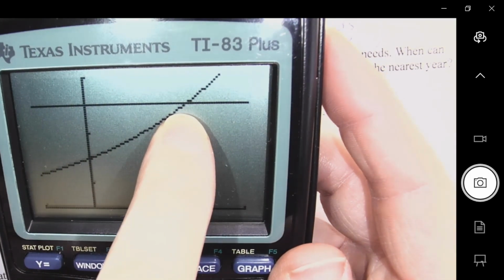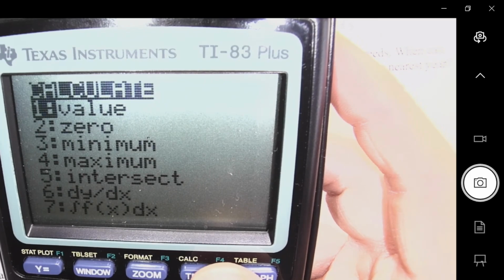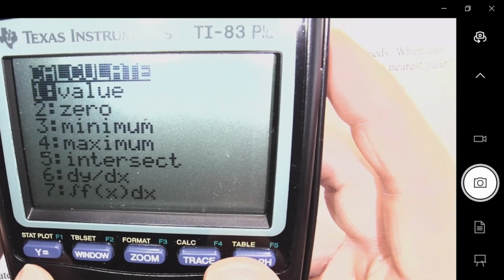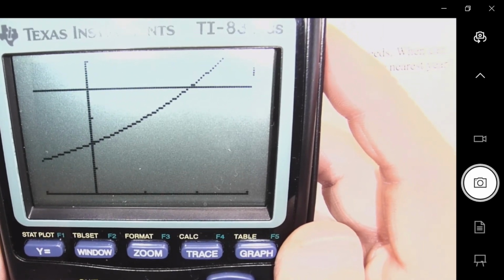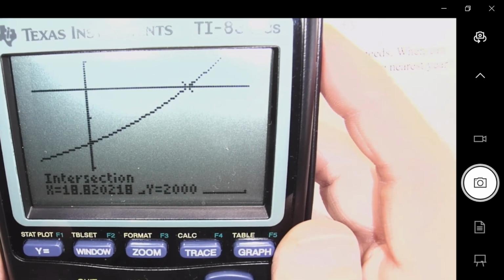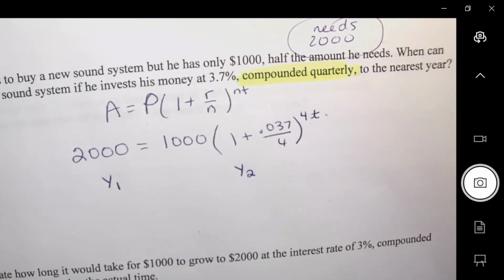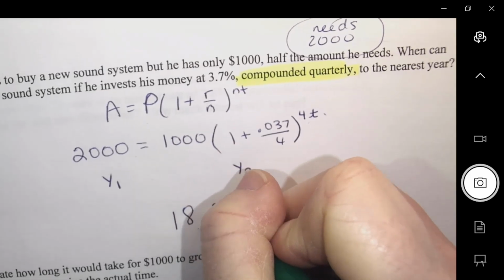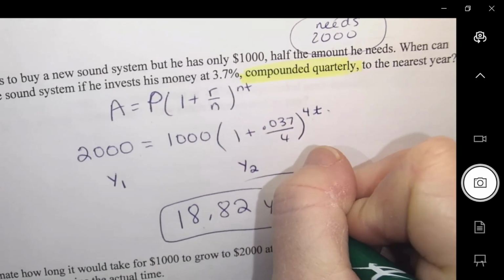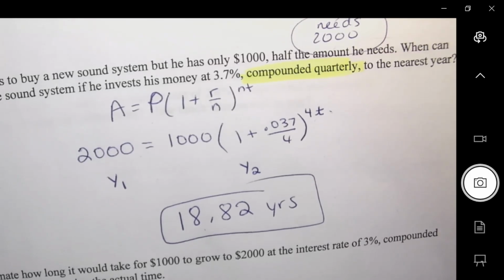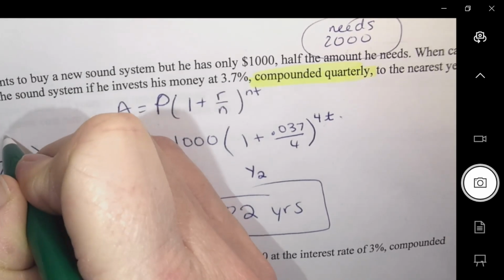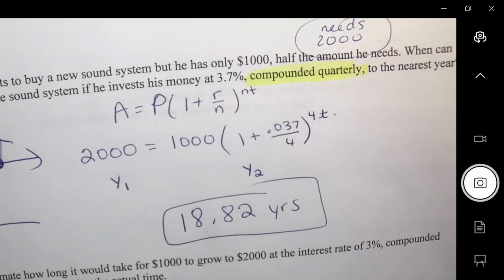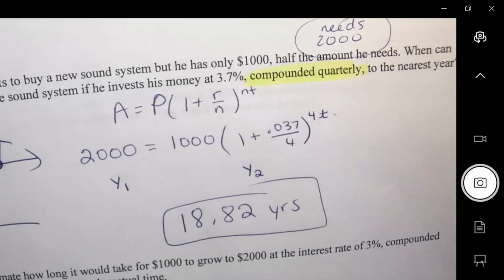So when did you hit your goal? Calculate. Remember how to do that? Second, calculate, intersection, enter, enter, enter. 18.8 years. On your exam, most often you're going to be doing 2 decimal places, so let's just practice that. I'm going to practice 2 decimal places. Okay, so that was my strategy. That's what I did.